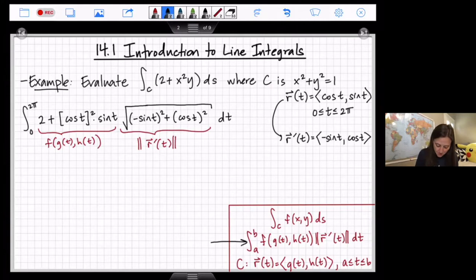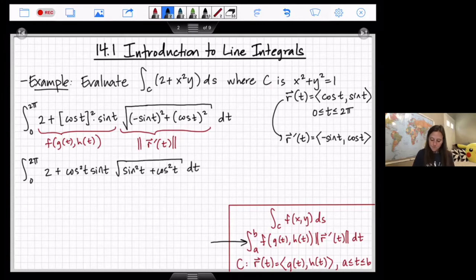All right, so let's see what we can simplify in this. I've got the integral from 0 to 2 pi of 2 plus cosine squared times sine, and then I've got the square root of sine squared plus cosine squared. And thankfully, we have a nice curve. That square root is just the square root of 1. So I've just got the integral from 0 to 2 pi of 2 plus cosine squared t sine t dt. All right, I've run out of room. So let's go copy this onto the next slide.